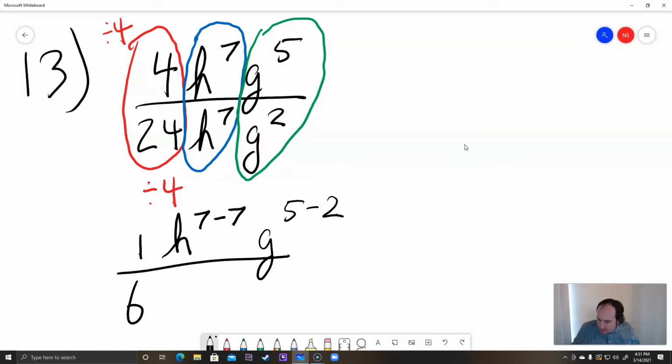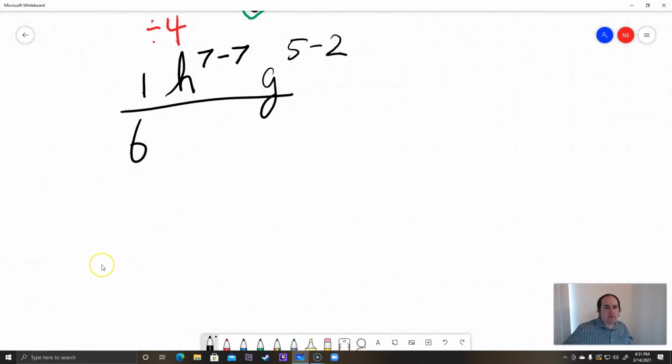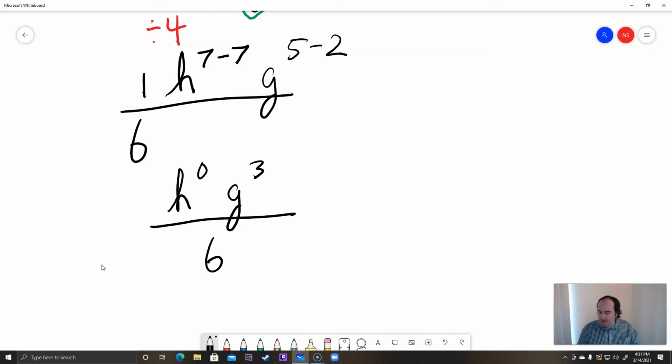So in particular, in the numerator we have h to the 0, because 7 minus 7 is 0, and 1 times any number is the number. So we have h to the 0, and then for g, 5 minus 2 is 3. So we have g cubed. And then don't forget we still have a 6 in the denominator.